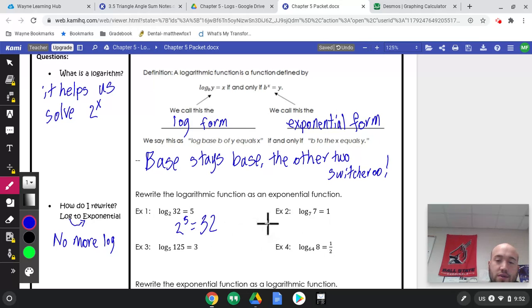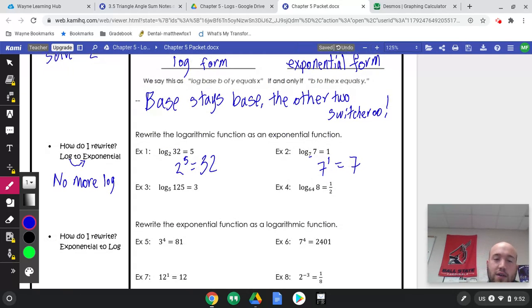Okay, the next one, base stays base. So this 7 stays as the base. The other two switcheroo, meaning it was beside the 7, so now it's going to be beside the 1. So 7 to the first equals 7, which is also a true statement. Base stays base. Right here we have the 5, that's going to be our base. Other two switcheroo. 5 was by the 125, so now it'll be by the 3, and it will equal 125.